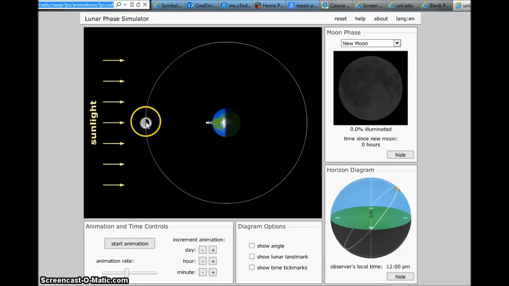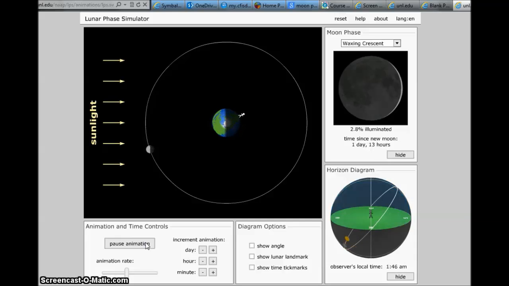So in this position here, with the sun behind the moon and the moon between the sun and the Earth, if we were to look up at the sky, this is what we would see. So we would see a new moon. So as the moon moves out of that position and into the next position, notice the light is growing. It's growing from the right. So this is a waxing moon phase. We're now in the waxing crescent.